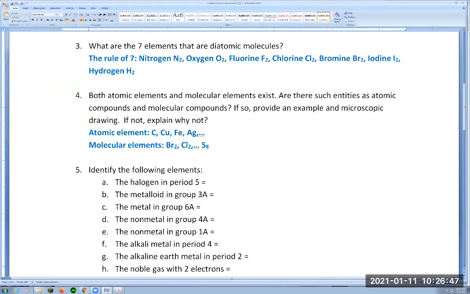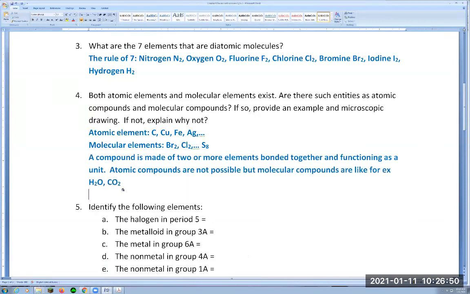So what is a compound? And let me copy this. So a compound is made of 2 or more elements bonded together and functioning as a unit. So atomic compounds are not possible, but molecular compounds are, like, for example, H2O, CO2. So a compound needs to have 2 atoms of different kind bonded together. That's 2 or more elements bonded together. And for a molecular compound, you need 2 non-metals.